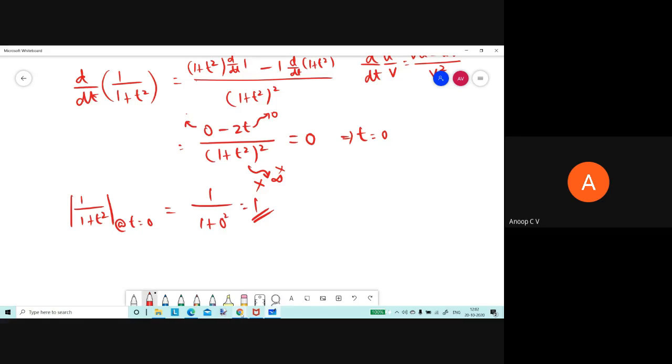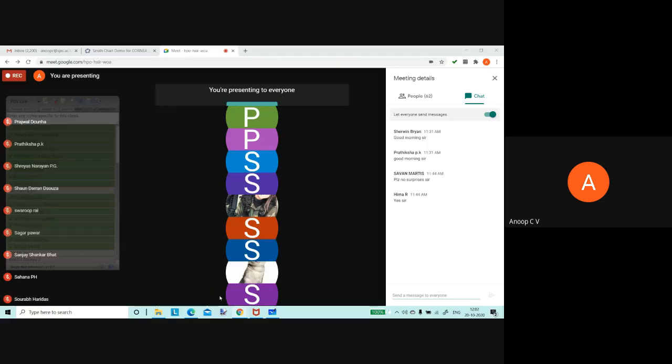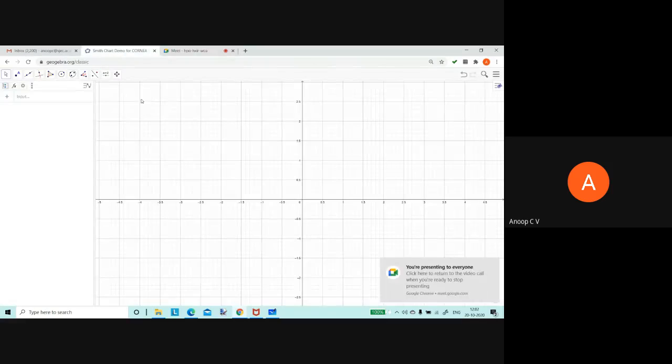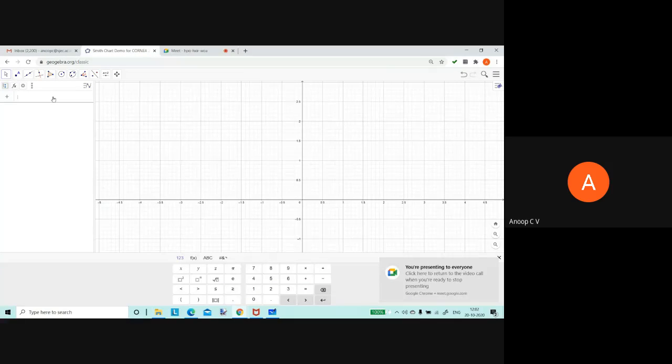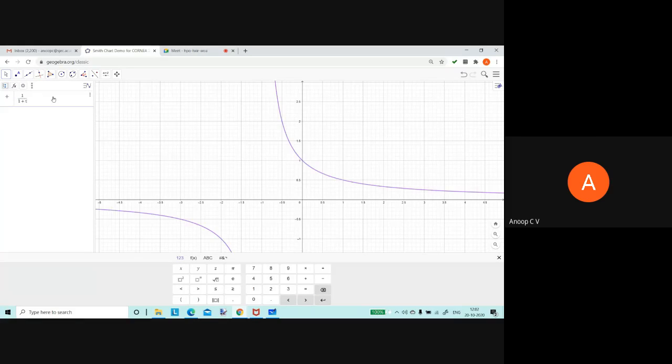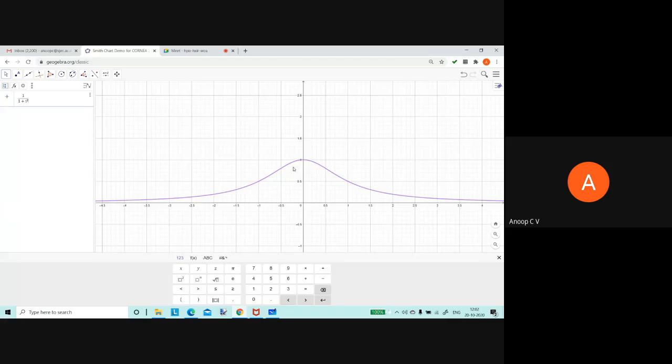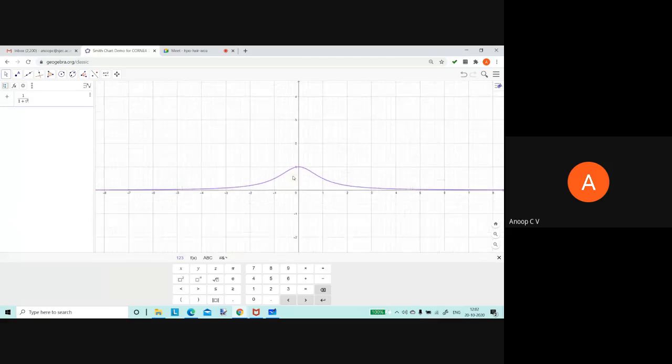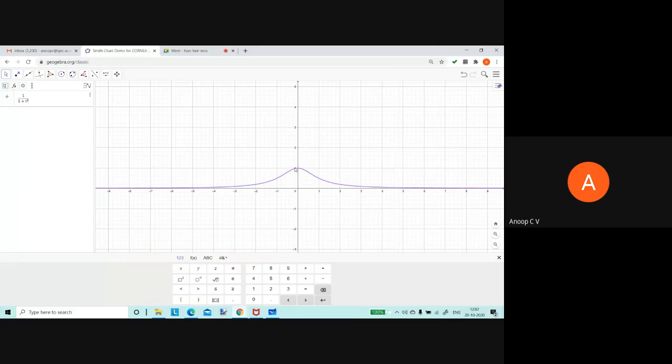If you have any doubt, maybe we can verify it. I can just try it out using GeoGebra or something. In GeoGebra, I'm just typing 1 by 1 plus t square. So we are getting the same graph as we mentioned. At t equal to 0, it has a maximum.